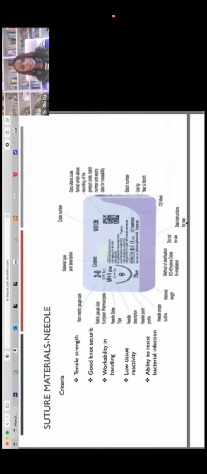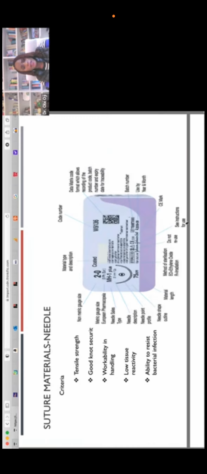All right, let's discuss the suture material. So this would be your needle that we use for performing your sutures. So again, the criteria for a good suture material, the needle would be a good tensile strength. So you want to know for sure the gauge size of your needle. So in this case, with this picture right in front of us, the gauge size is a 2.0.